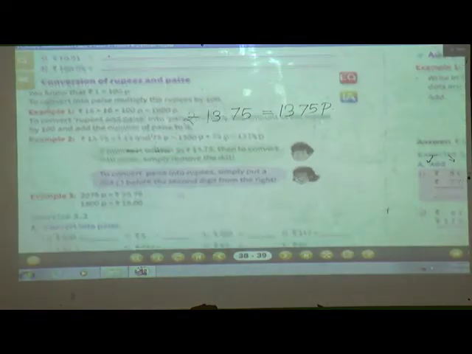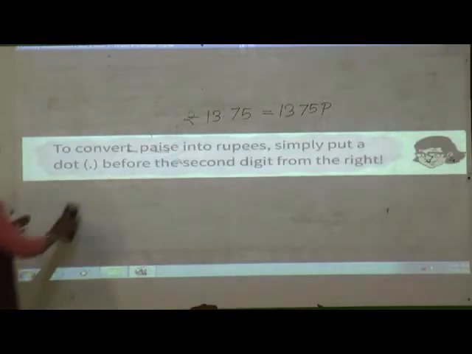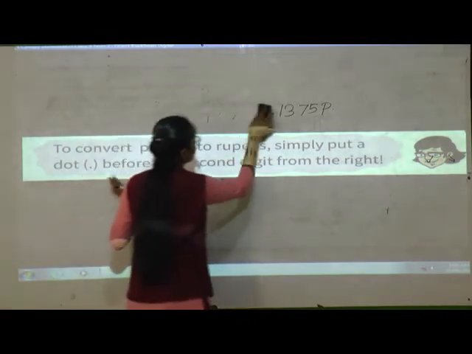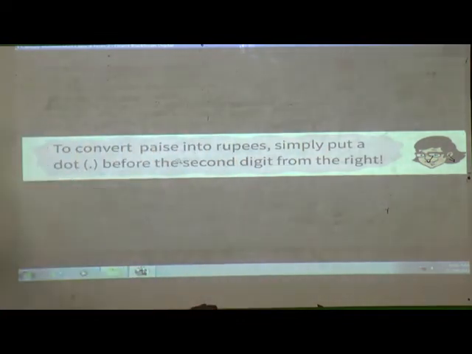Now one more rule is there. To convert paise into rupees, simply put a dot before the second digit from the right. See here, to convert paise into rupees, simply put a dot before the second digit from the right.